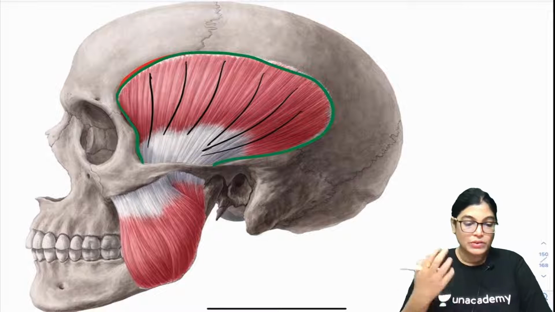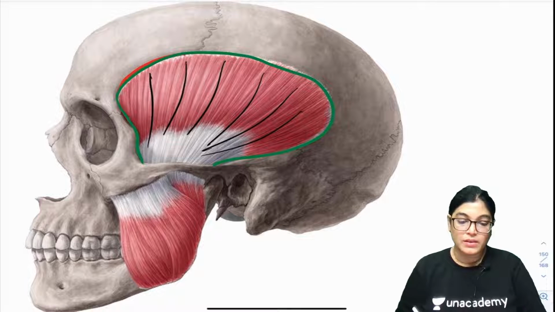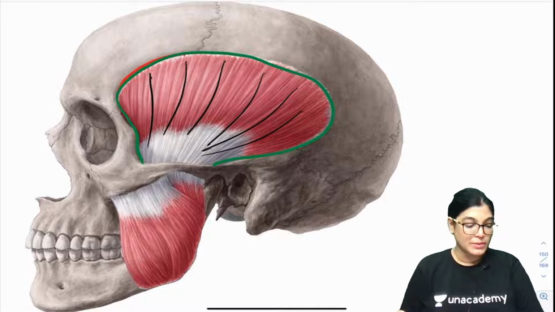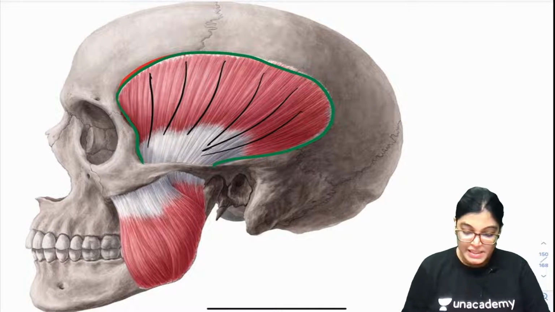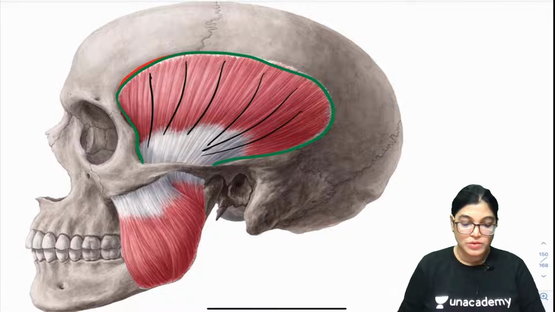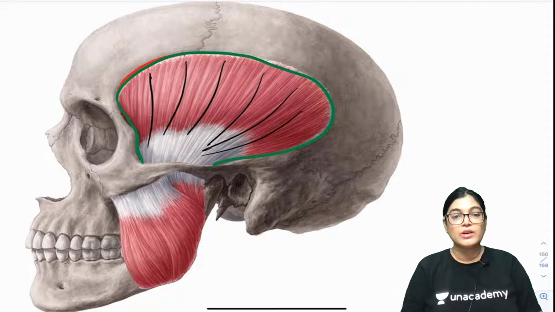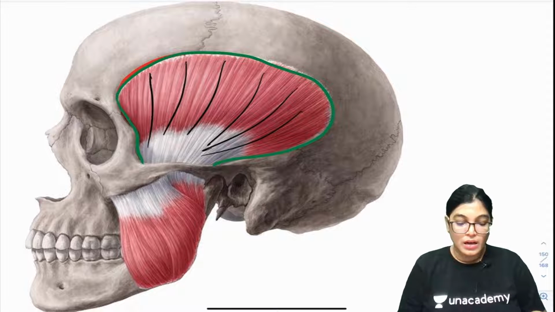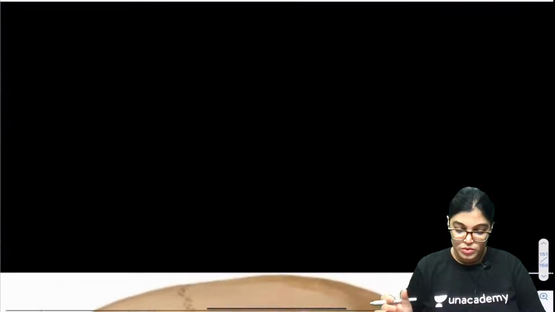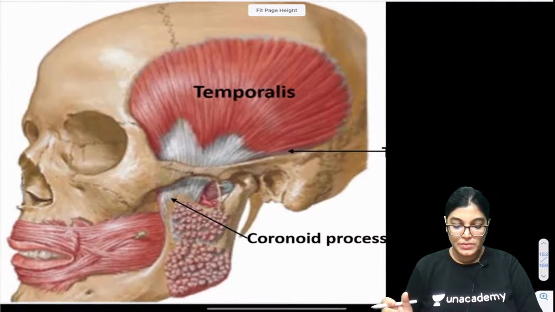Okay. So, if we talk about the origin, it is from the whole of the temporal floor except the part which is formed by the zygomatic bone, and also from the deep fascia, the temporal fascia. And when you see the insertion, it will go towards the coronoid process. Let me show you that all the fibers will converge and get inserted into the coronoid process of the mandible. So, let me show you that diagram.